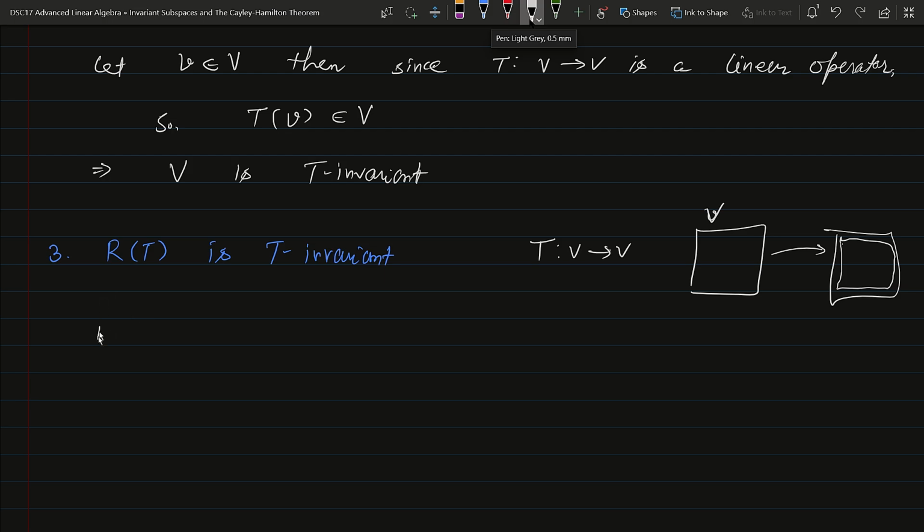Range of T is defined as T of v where v is coming from V. So this is range of T. Whenever we choose any element from the vector space V, apply T, and whatever element comes, that will be an element of range of T. Okay, so this is the definition of range of T. Now choose any element from the vector space V.